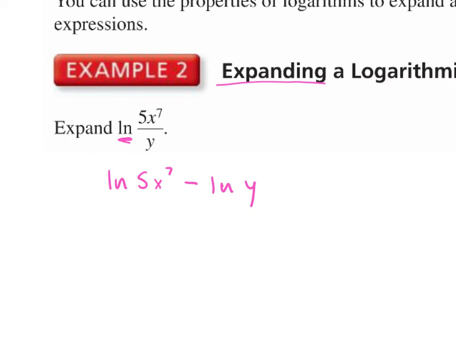Now we can expand this a little bit more because we have some multiplying going on and some exponents. So what else can we do to expand? Here we have 5 times x to the 7 power. So how would we break it up if we're multiplying? Add. So this would be ln of 5 plus ln of x to the 7 power minus ln y. What else do you think we could do?